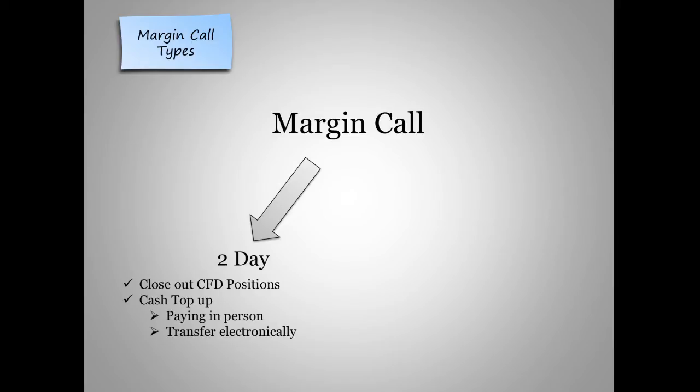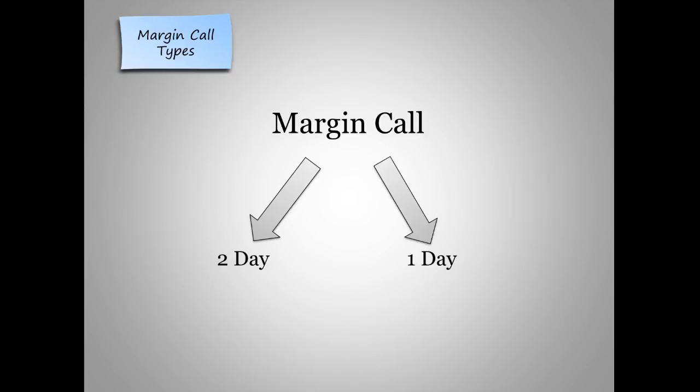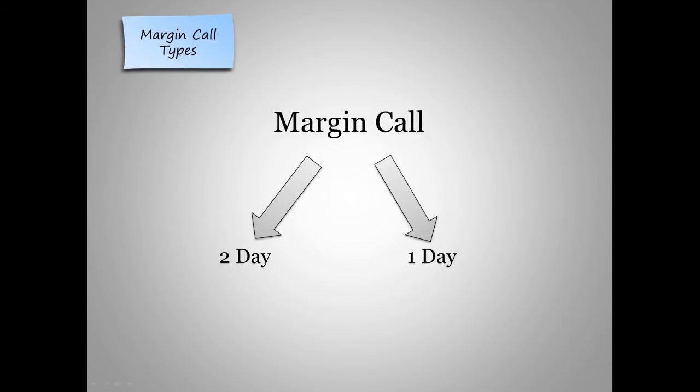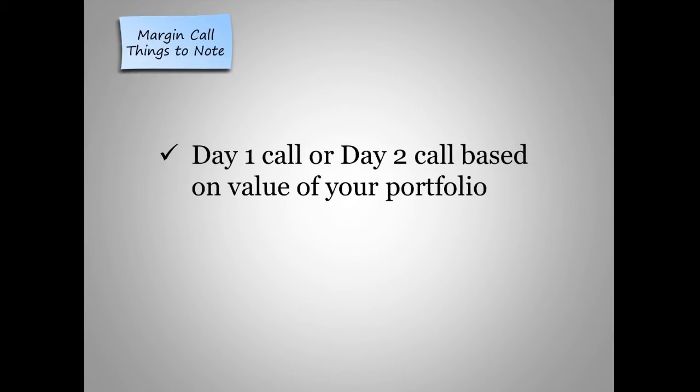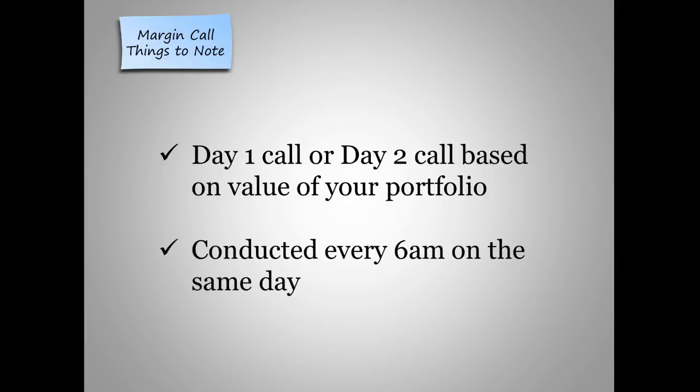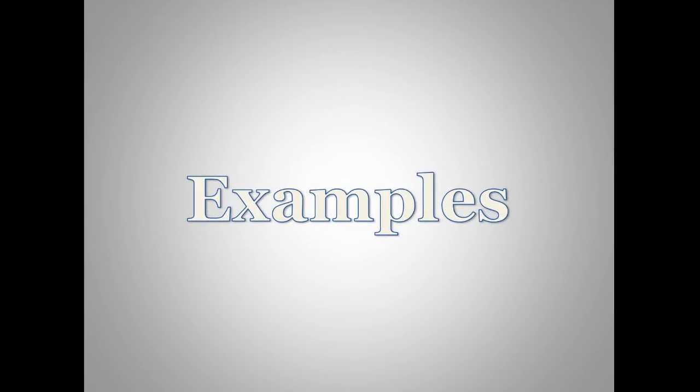The second margin call is called the 1-day margin call. This occurs when your equity drops below 5% of your portfolio market value. When this happens, you will be required to top up your account by 3 p.m. on the same day, or all your positions may be forced to close. Do note that you may receive either a day 1 call or a day 2 call, as it is based on the value of your portfolio. Margin call calculations are conducted every 6 a.m. on the same day.